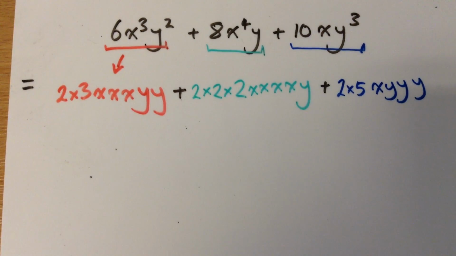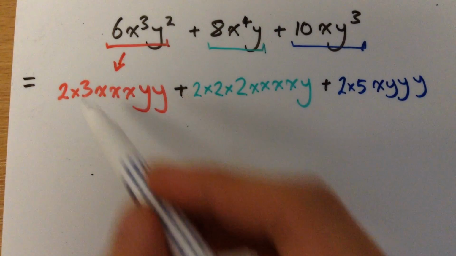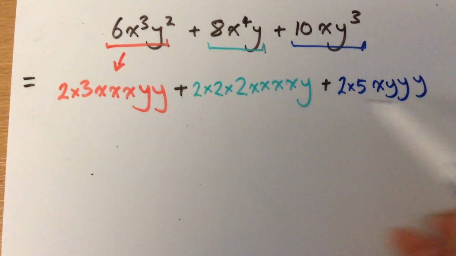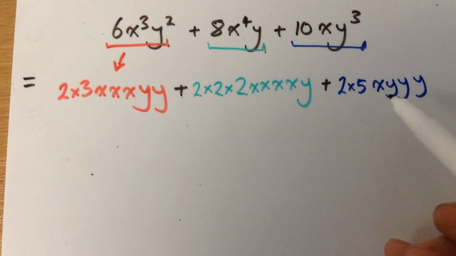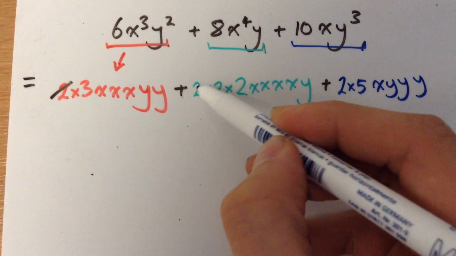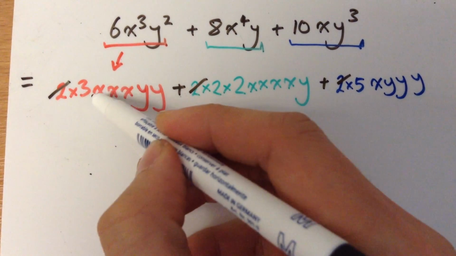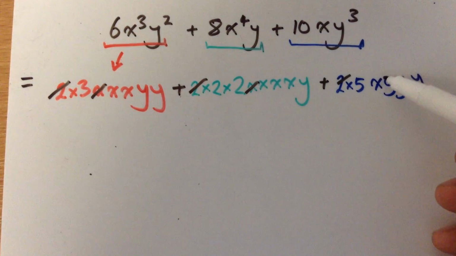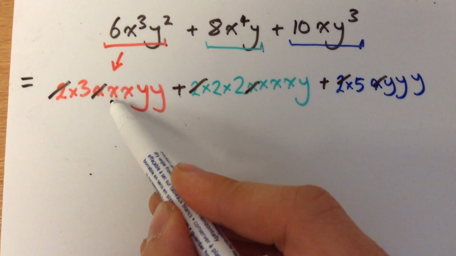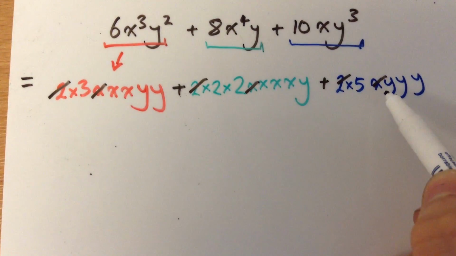So once you have broken down your expression into its most basic form, you can then look at what is common between each one. And then when you see what is common, you're simply going to cross out the common things. So I have a 2 that is common, so I'm going to cross a 2 out of each term. I have an x that is common, so I'm going to cross out an x from each term. I can't cross out another x because there's no more x on the last term.